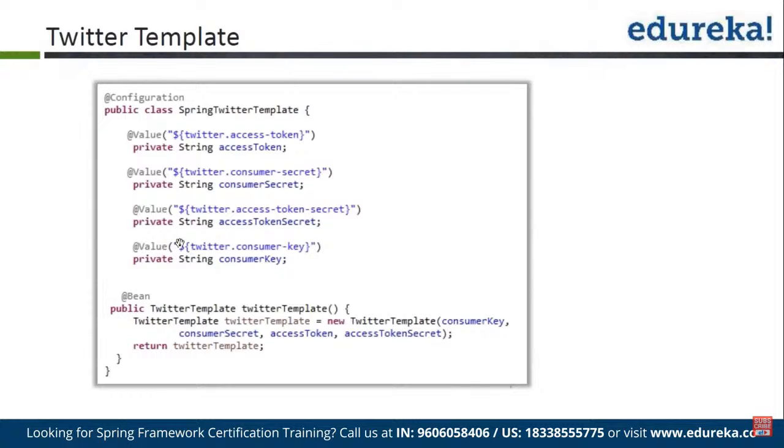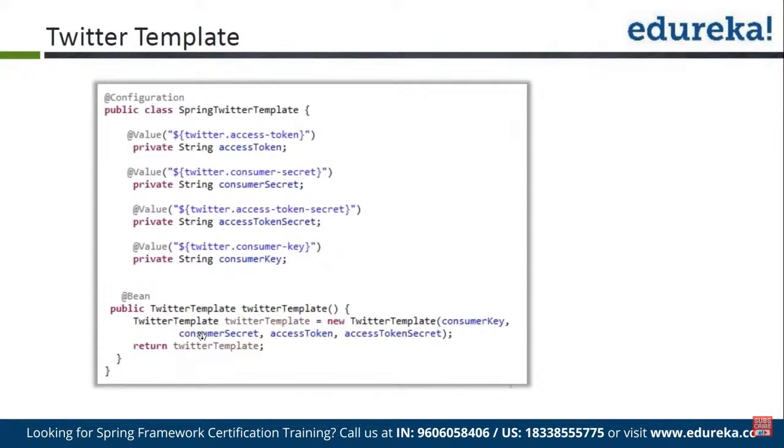You can use that. Then you say Spring Twitter template; you can name it whatever you want. And you can directly read your properties file, where the key values are, using the annotation value here: access token secret, consumer secret, consumer key. So it will pick the value from the properties file.